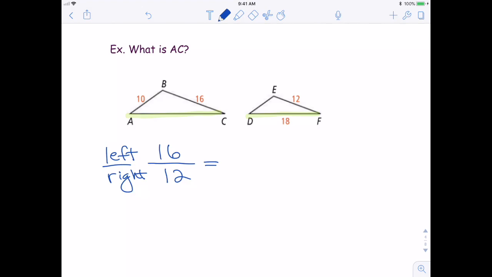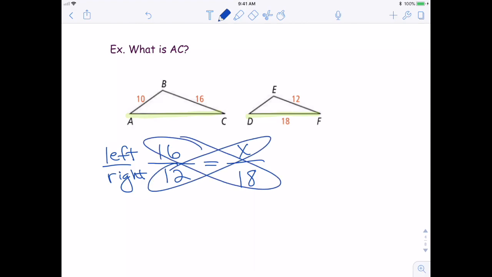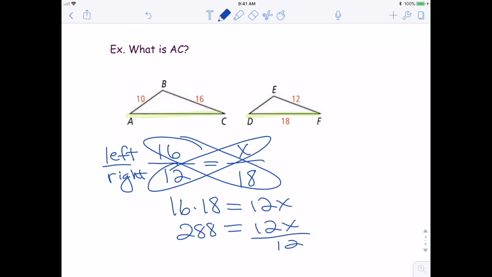My missing side is coming from the left triangle, so I'm going to have x on top, and its corresponding side is 18, which is coming from the right triangle. Setting up my cross products to solve this proportion, I will get something like 16 times 18 equals 12 times x. 16 times 18 is 288, equal to 12x. Then using inverse operations to get x by itself, I'll get an answer of x equals 24.